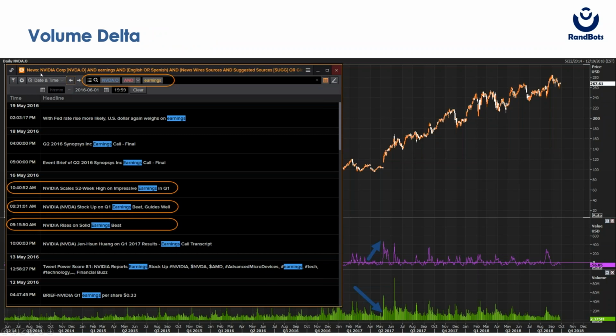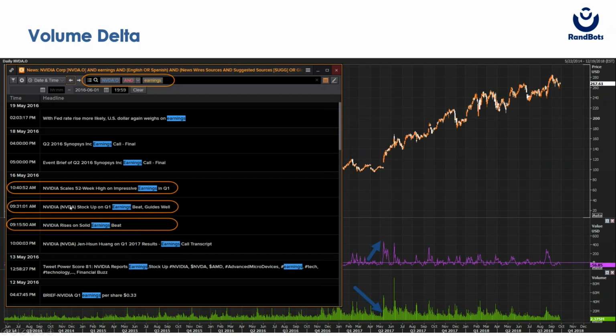This is Nvidia, and here we are reviewing the earnings in Q1 of 2016. This is when the stock popped into the radar of the systems. Like I mentioned before, we are looking at earnings, right? So at 9:15, this is a Thomson Reuters system, 9:15 a.m., Nvidia rises because of earnings, solid earnings.